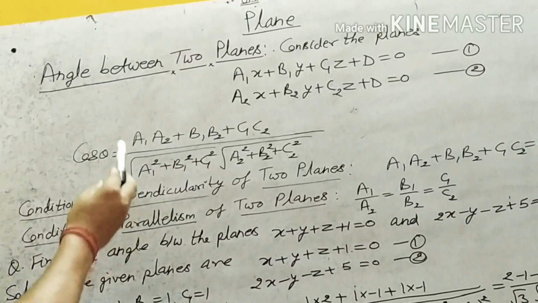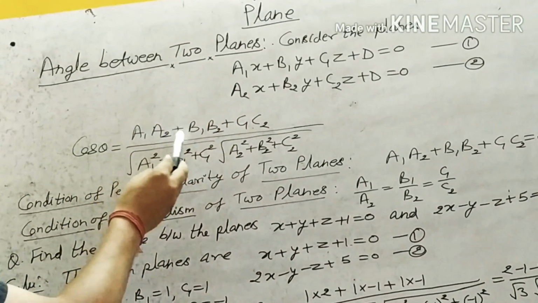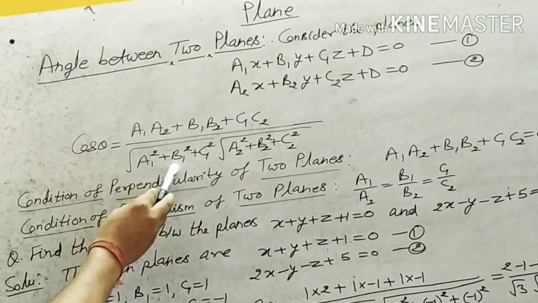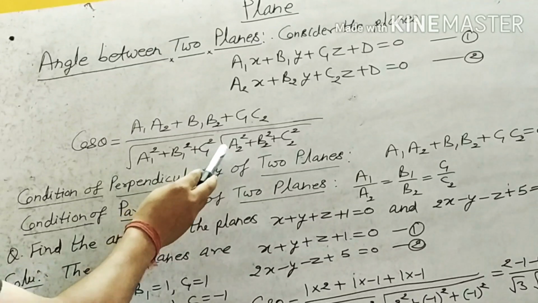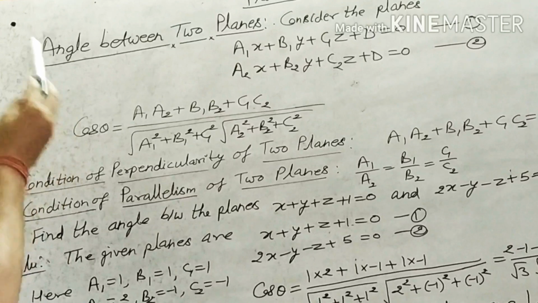Cos theta equals a1 a2, the coefficients of x multiplied, plus b1 b2 plus c1 c2, upon under root a1 square plus b1 square plus c1 square, into under root a2 square plus b2 square plus c2 square. That is the angle between two planes.